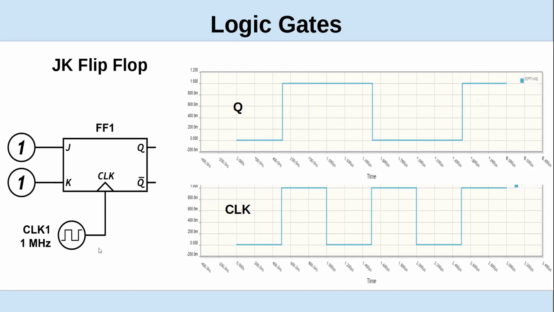So if this was a 1 megahertz clock signal, what's coming out of it would be a 500 kilohertz square wave. If I fed it to another one, it's going to divide it by 2 again.